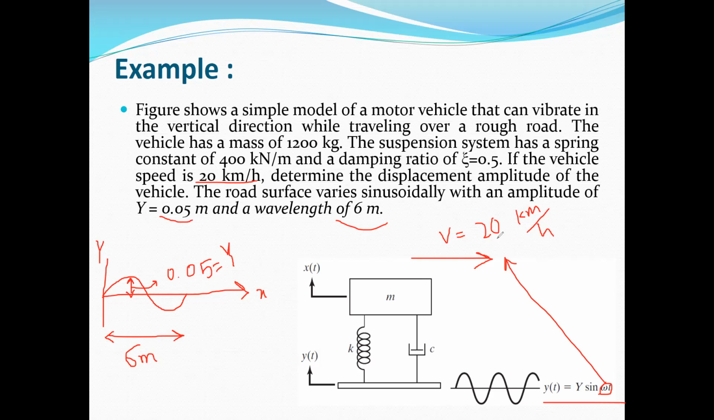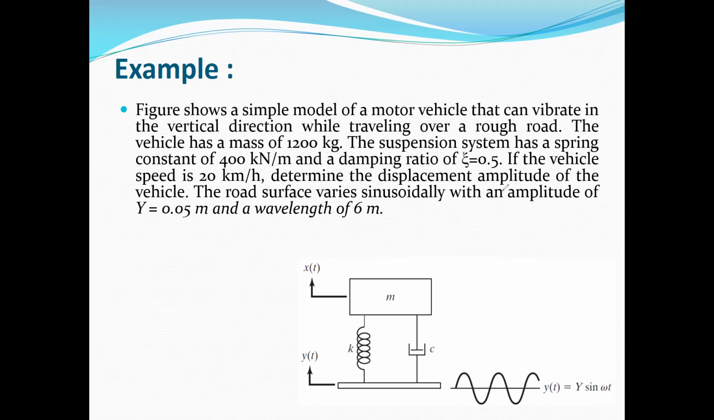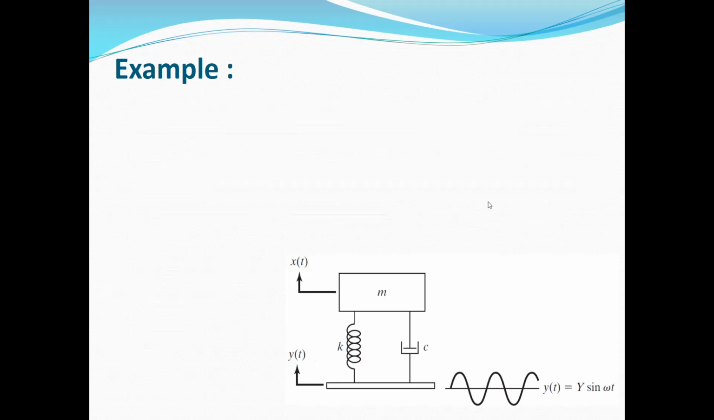And now, according to this data, we have the velocity of the vehicle, the stiffness, the mass of the vehicle, and also the damping ratio. So we want to obtain the displacement of this mass m. In fact, the displacement of this mass m is your response, or the response of your vehicle. So let's first calculate the frequency of the excitation.